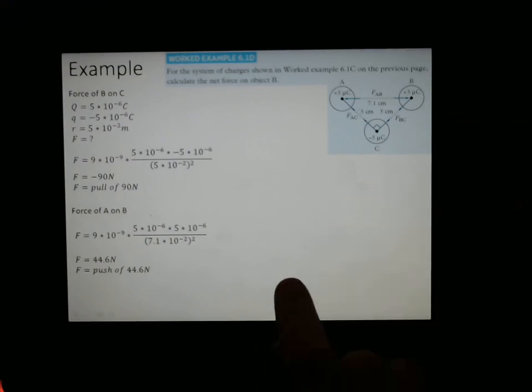Let's draw that. Here's our summary. We've got a push of 44.6 newtons east, and we've got a pull of 90 newtons 45 degrees southwest. So here's B. We've got a push, and we've got a pull down this way. Alright, so we're going to do the same thing as before. We're going to draw them head to toe.